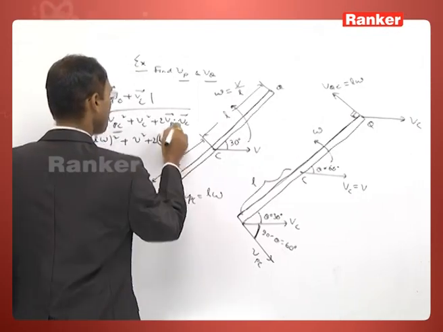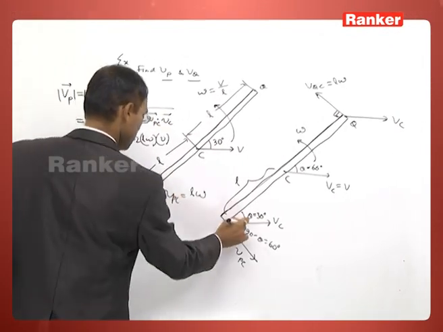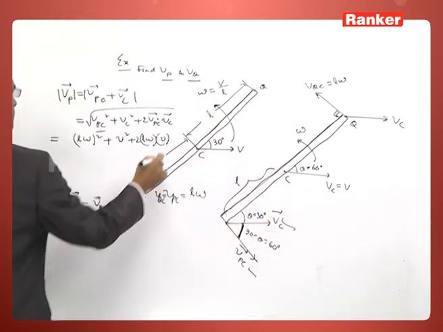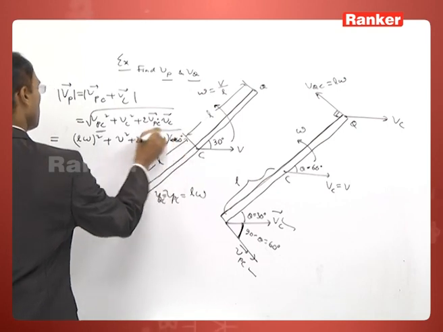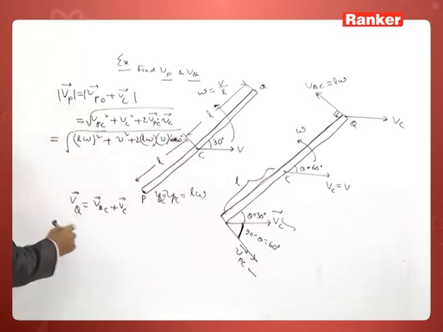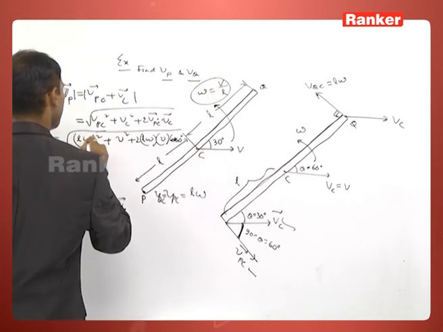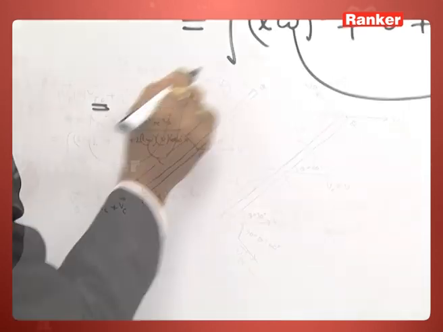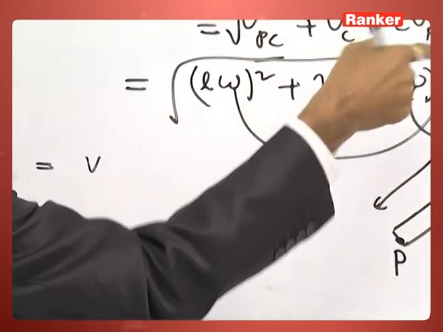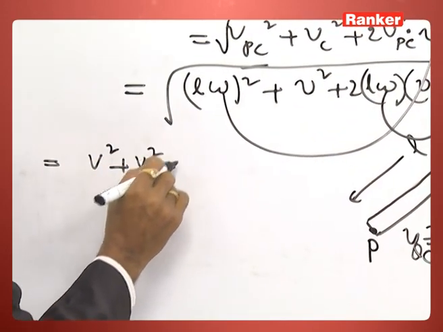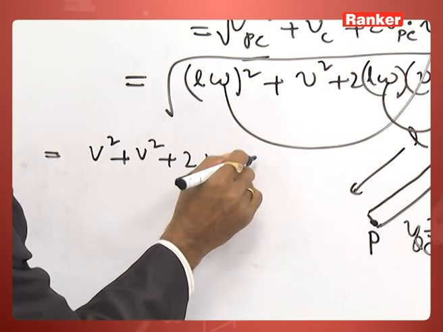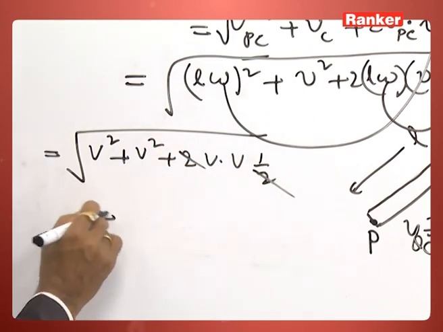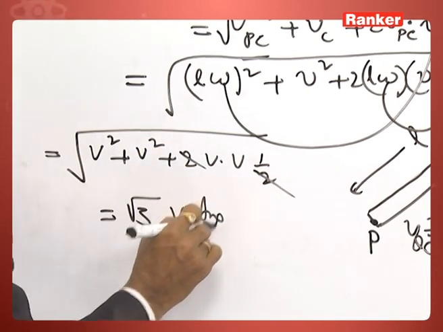Plus 2 into Vpc, that is L into omega, into Vc, that is V, the dot product, the angle between these two vectors Vc and Vpc is equal to 60 degree, cos 60 degree. But omega is V by L, it is given. If you substitute omega as V by L, then L omega is equal to V square plus 2V into V into cos 60 degree, 1 by 2. So, we are getting root 3 into V as the answer.